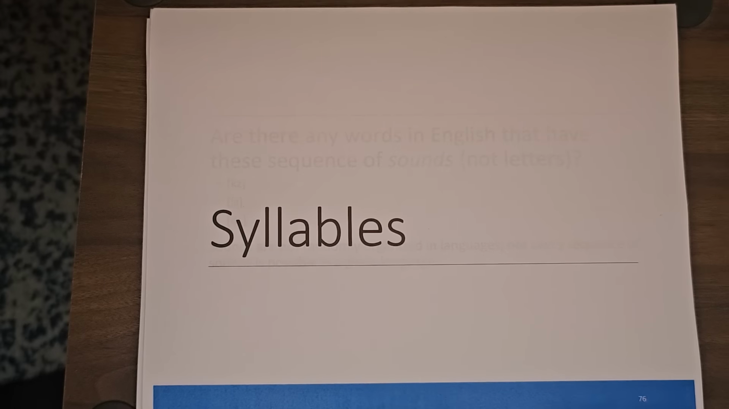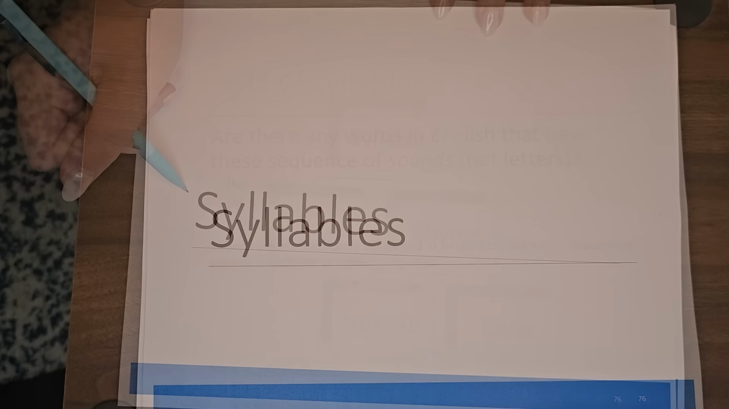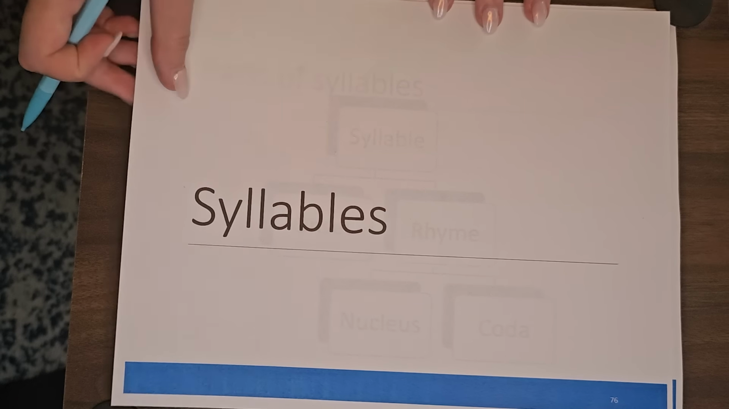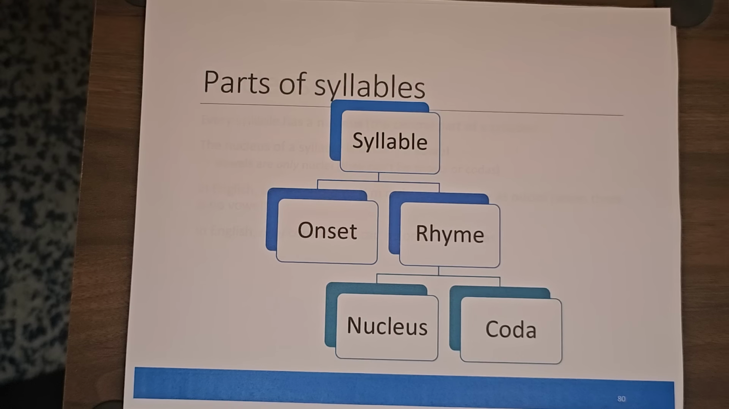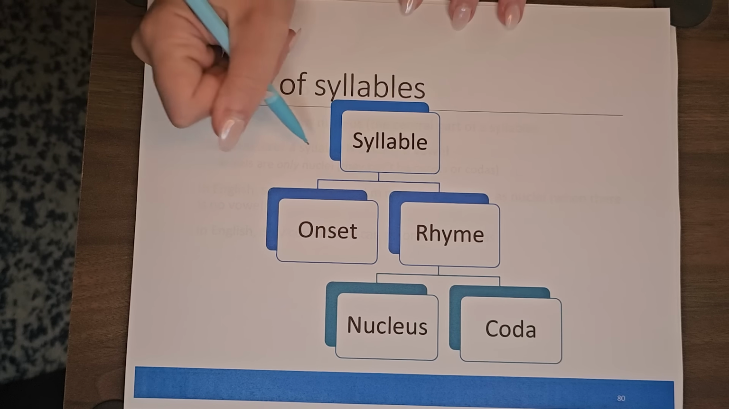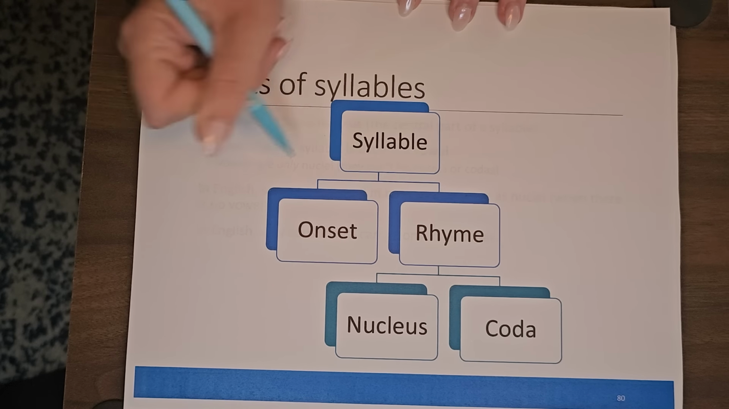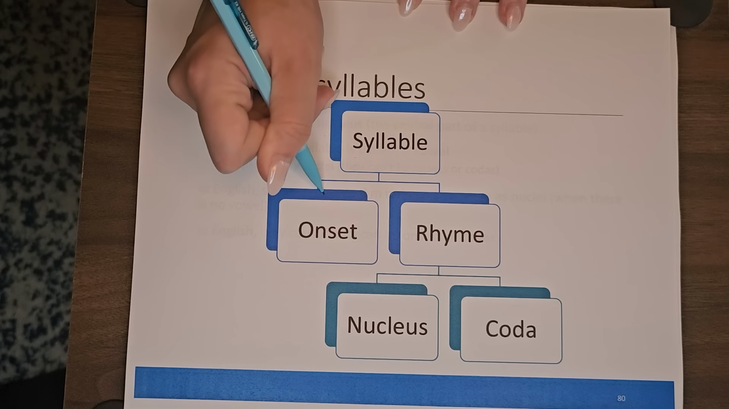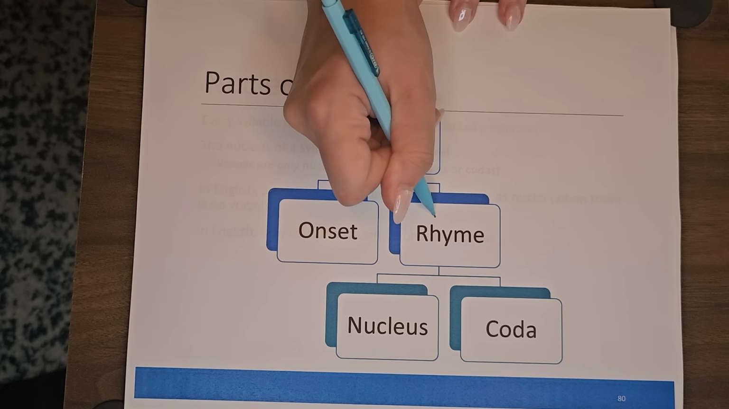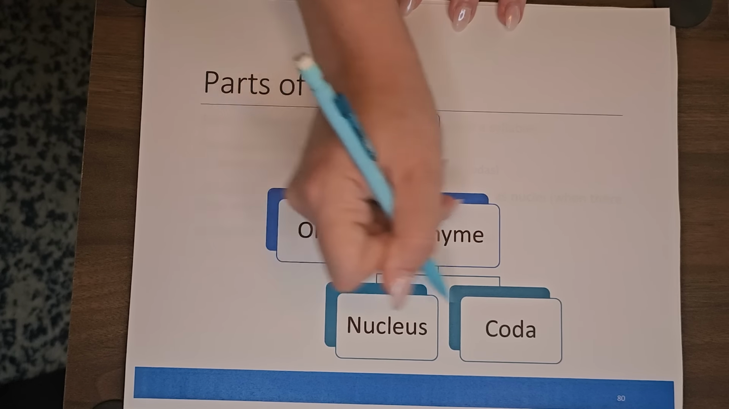and talk a little bit about syllables. Syllables are made up of a couple different parts. A syllable is made up of an onset and a rhyme, and the rhyme is made up of the nucleus and the coda.